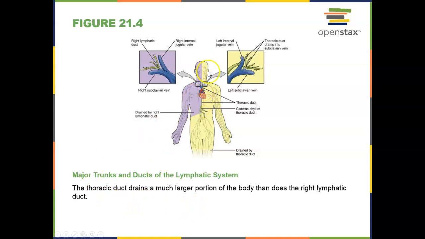And so if you look at this figure here, it shows that the thoracic duct drains the majority of the body. The right lymphatic duct only drains the right side of the head, the right side of the neck, the right shoulder, right arm, and the right side of the thoracic cavity, whereas the rest of the body is drained by the thoracic duct.